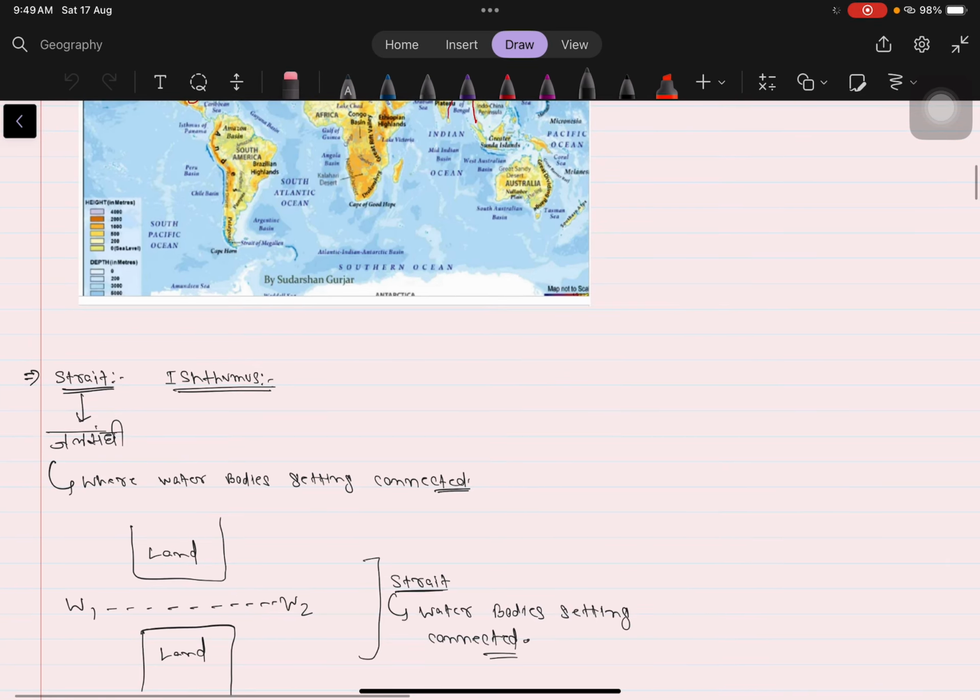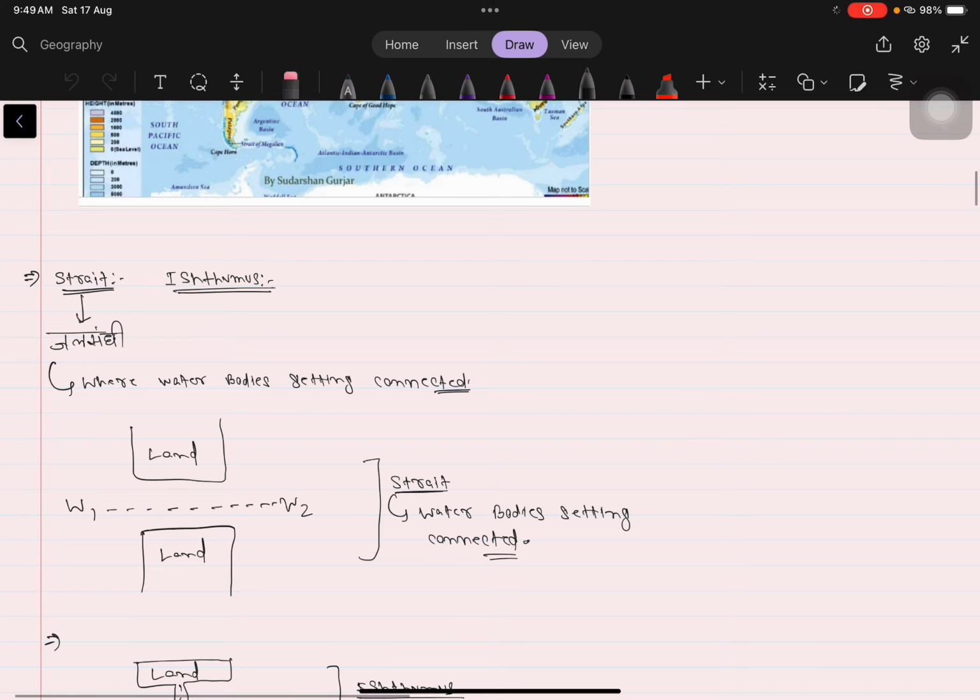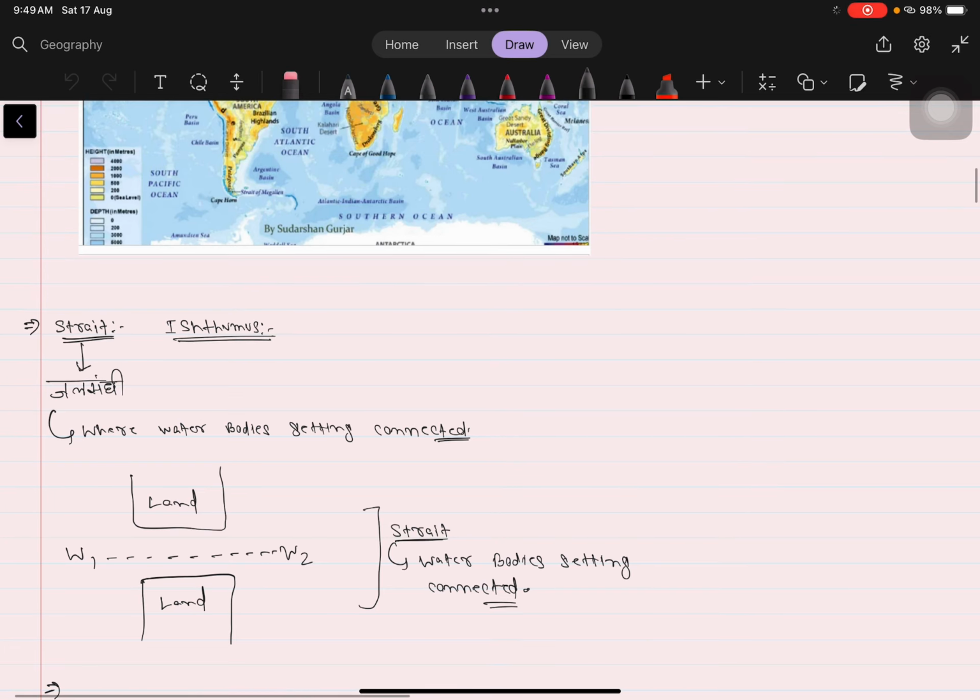Now talking about a strait: it is connecting two water bodies. Like here there is land, and water body 1 is connected to water body 2. This path is called a strait.